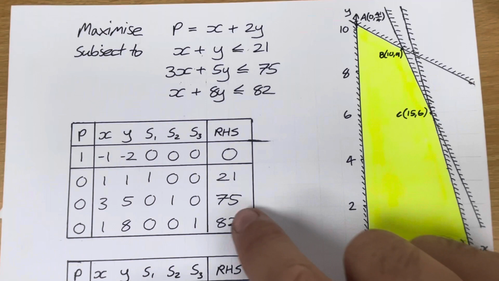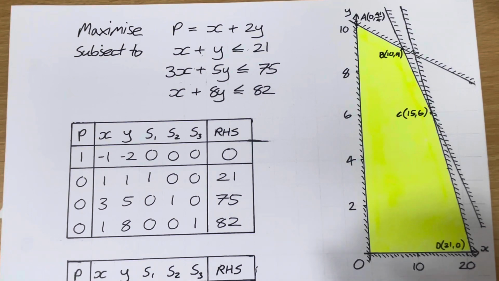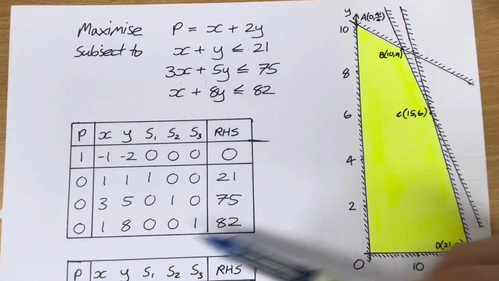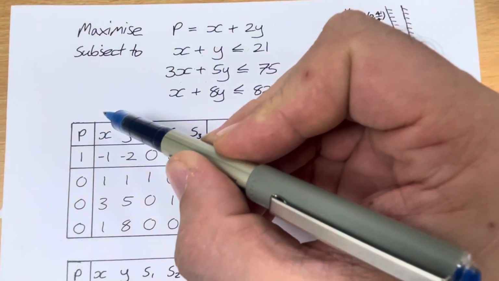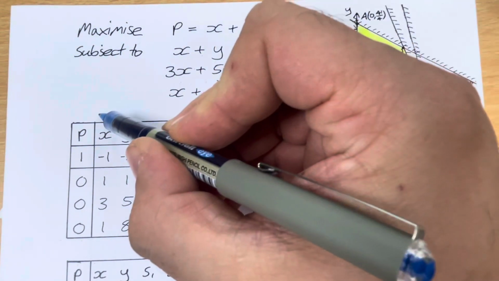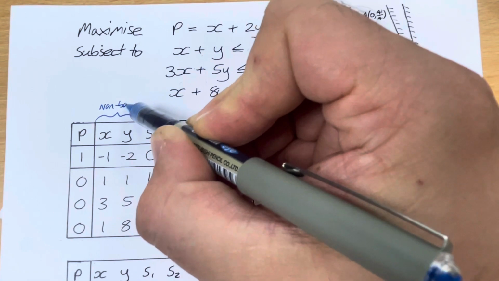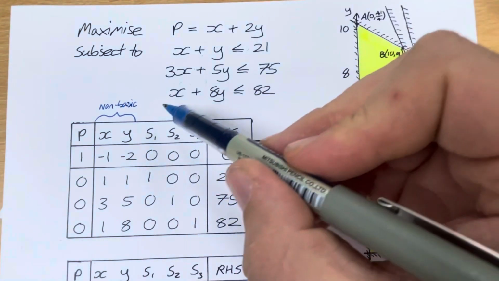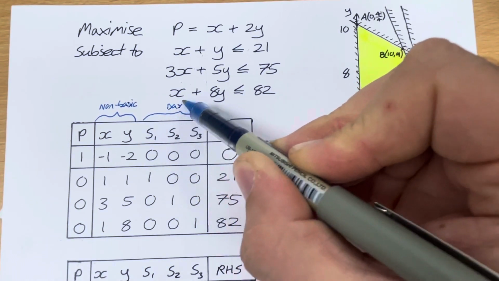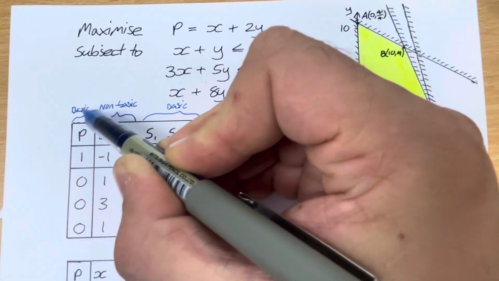In this video, we're going to look at moving from tableau to tableau. Now, I talked in the last video about basic variables and non-basic variables, but I didn't define them, because I can't do that really until I get to actually doing the algorithm. So at the start of the simplex algorithm, x and y are referred to as non-basic, and everything else is basic. So S1 to S3, the three slack variables, are basic, and P is basic. In fact, P is always a basic variable.